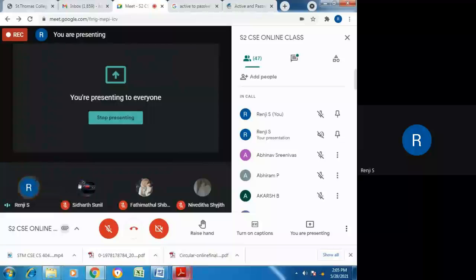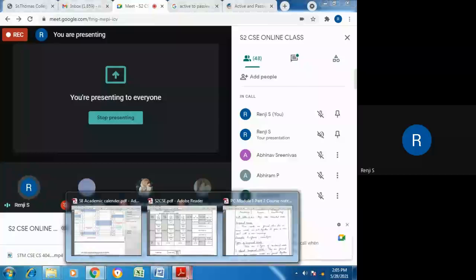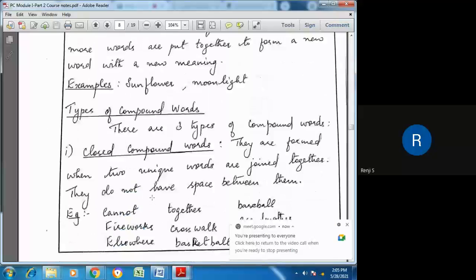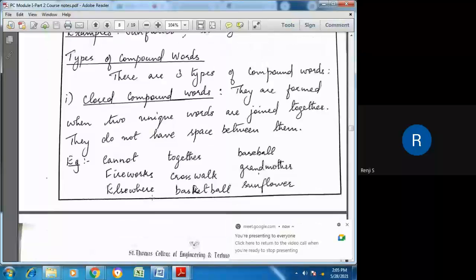So I'm just continuing. Let me revise what was taken in the last class. We were speaking about compound words, and there are three types. Closed compound words are those words that do not have space in between them, but are formed from two or more different words. But when they are combined together, they give a new meaning.